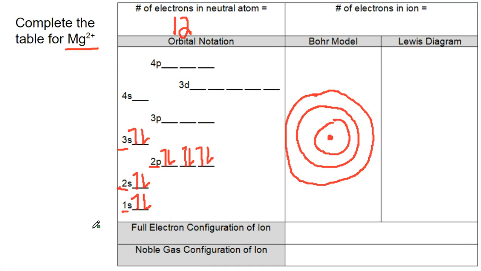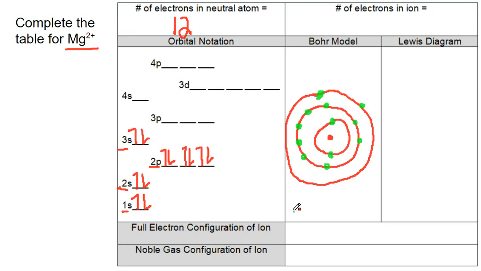Okay, in the first energy level, 1s, there are 2 electrons. 1, 2. In the second energy level, 2s, 2p, there's 2 from the 2s and 6 from the 2p. There's a total of 8 electrons. Okay, and then in the third energy level, 3s, there are 2 electrons. Okay, this would be the Bohr model for neutral magnesium.